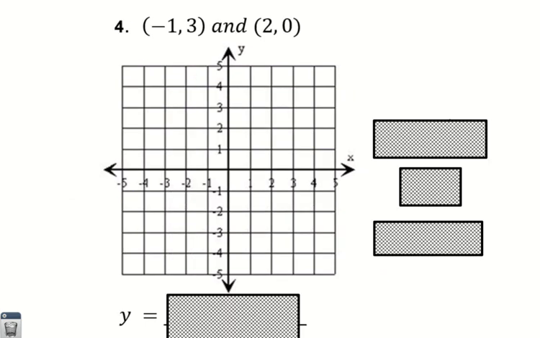Last example. Let's see, first we have to graph. Let's change to purple. -1 comma 3 is there. 2 comma 0 is here, so we go 2 on the x-axis, 0 on the y-axis. And so, oh boy, what is happening here?